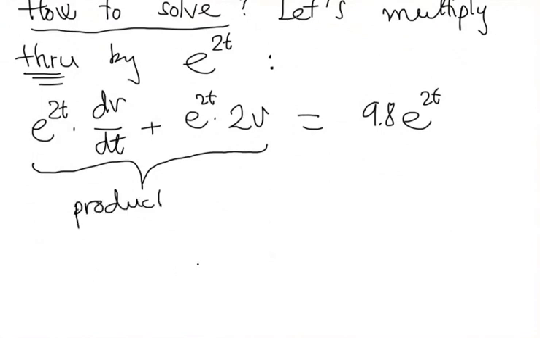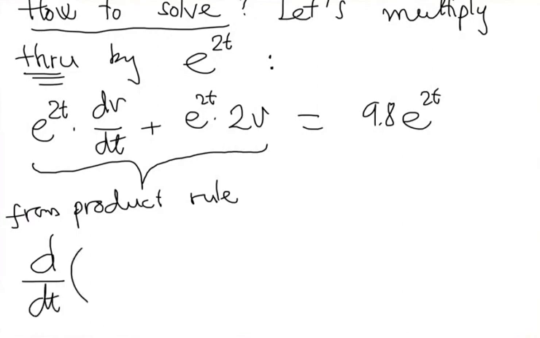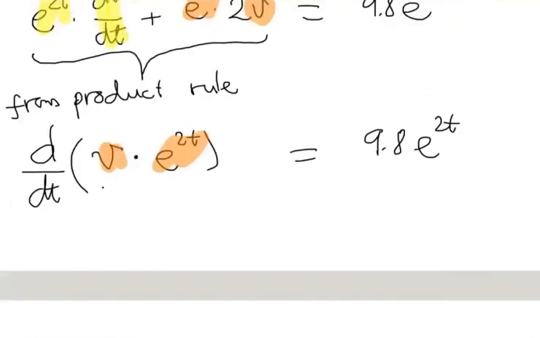meaning that the left-hand side is from the product rule. What it means is if you take the derivative with respect to t of this, v times e to the 2t, then by the product rule you will get exactly the left-hand side. Derivative of the quantity on the left side, the derivative of v e to the 2t, is the right-hand side.